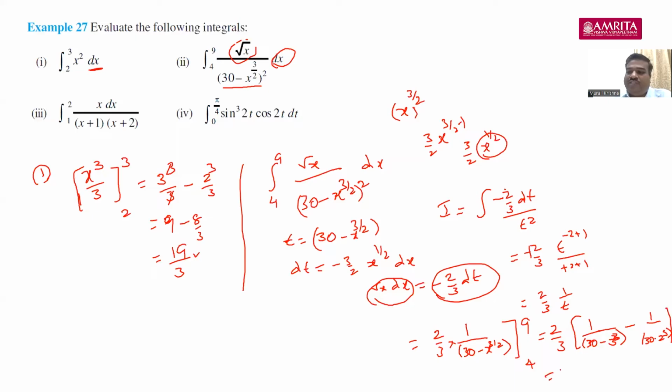So final answer is 2 by 3 times of 1 by 30 minus 27, 3 cube, which is 3, minus 1 by 30 minus 8, 22. So this is a number you can simplify further. So whatever answer it comes, like that way.